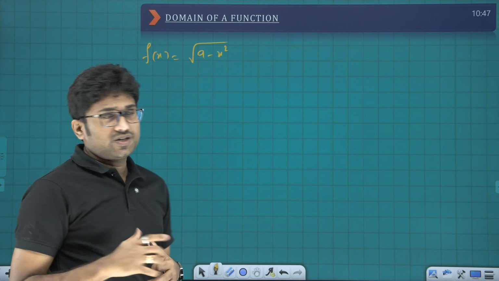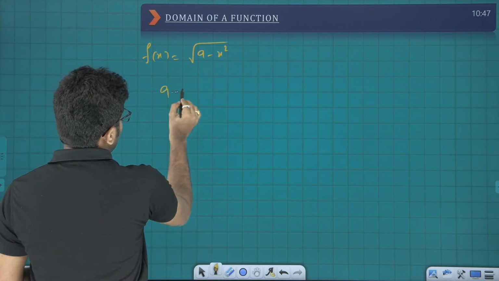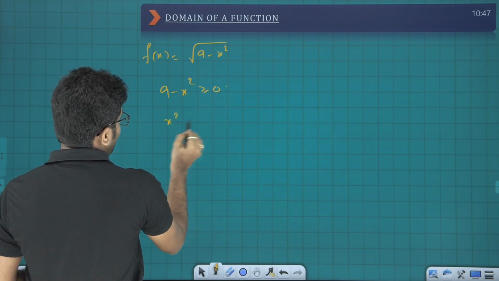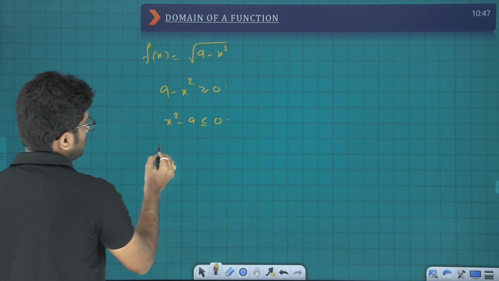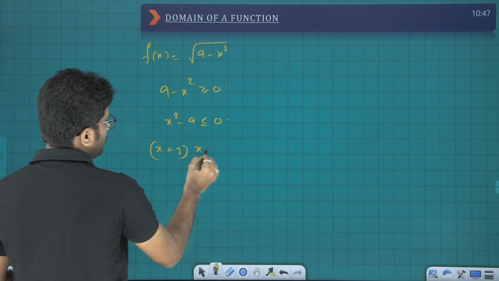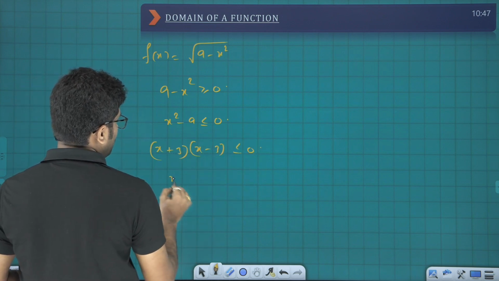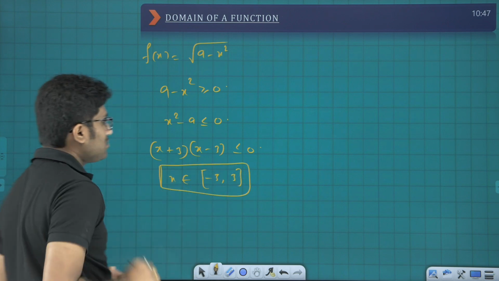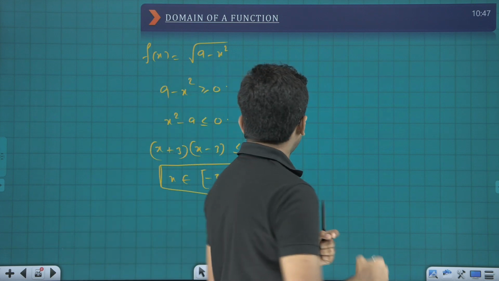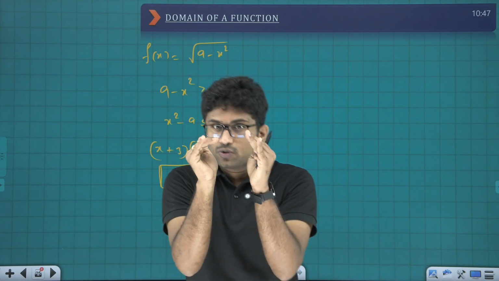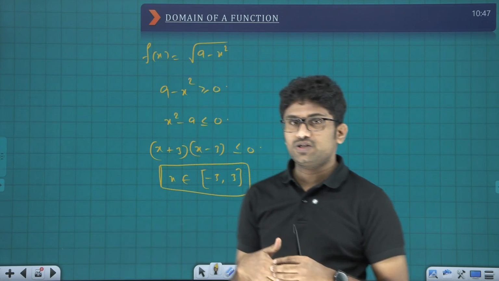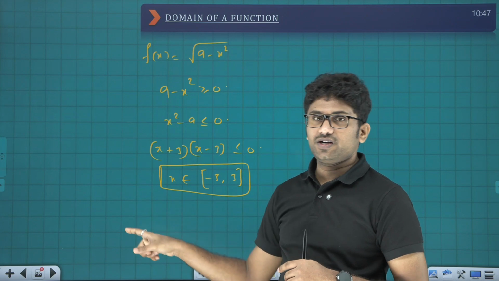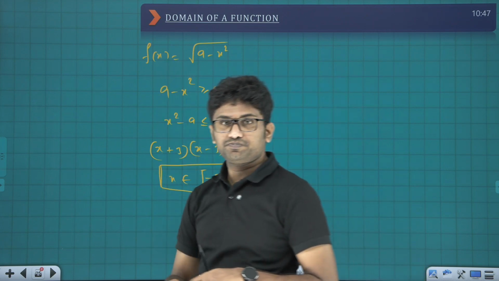This function is a square root function. A square root function is defined only when the expression inside the square root is always greater than or equal to 0. So x square minus 9 less than or equal to 0. X plus 3 into x minus 3 less than or equal to 0. That means x belongs to the closed interval minus 3 to 3. So only for x in closed minus 3 to 3, the expression inside the root will be positive or even equal to 0. That means if x takes values only from minus 3 to plus 3, f of x is defined. This is going to be the domain of the given function. Okay?